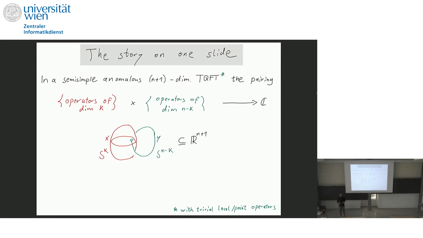I should also warn you, I'm sometimes going to call these operators, and sometimes I'm going to call them defects. When I say operators or defects, I mean exactly the same thing. Sometimes it feels more natural to call them operators, and sometimes more natural to call them defects. Unfortunately, after I finished these slides, I noticed that I wasn't consistent in my choices. So I have this pairing. I can take an operator of dimension k and an operator of dimension n minus k, and pair them together using one of these higher dimensional Hopf links.